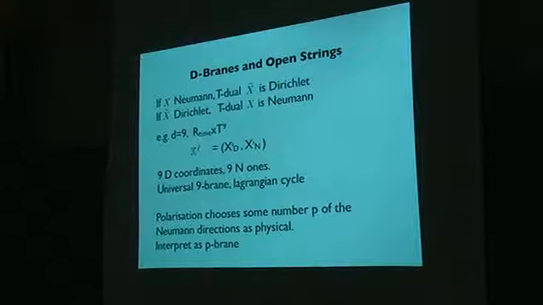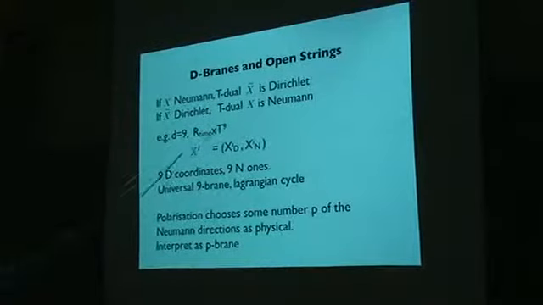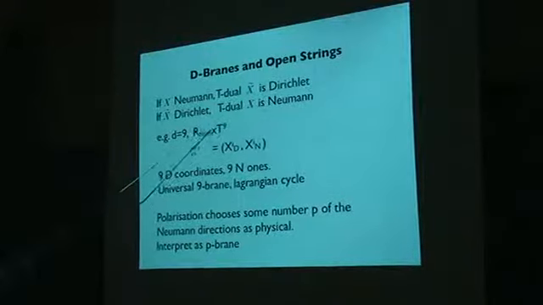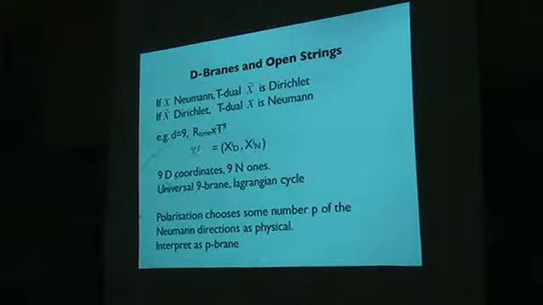So in this context, we could think of, instead of splitting it into x's and x tildes, we could split it into Dirichlet and Neumann. And so in this context, we think of this, on this 9 torus, there's a universal 9-brane, which is a Lagrangian cycle in the double torus, which is an 18-dimensional torus.